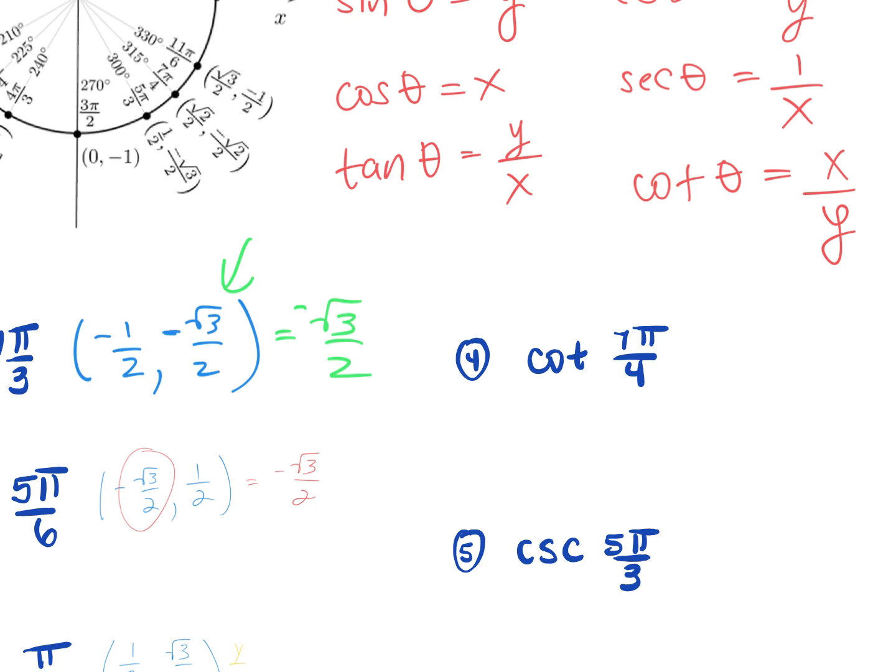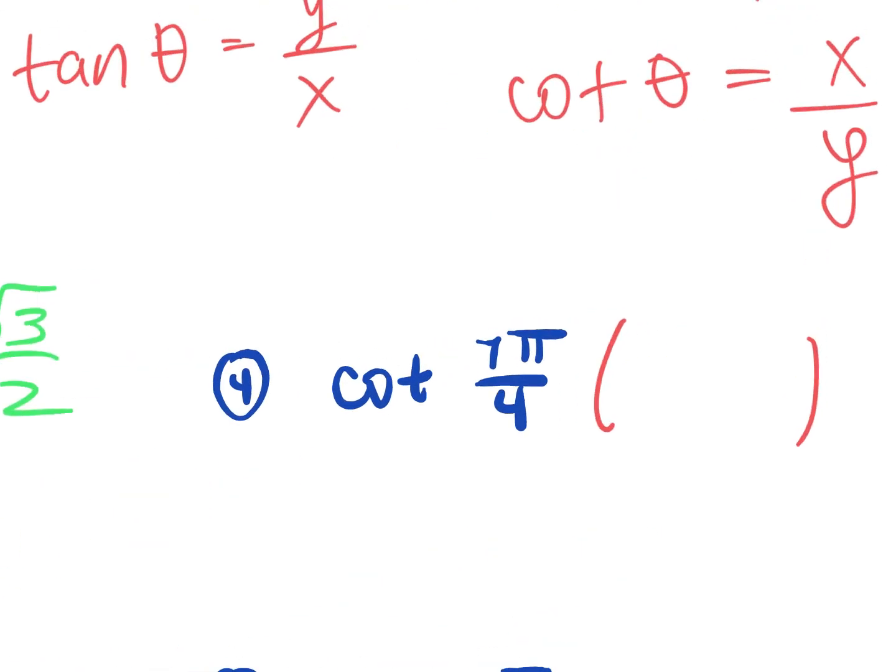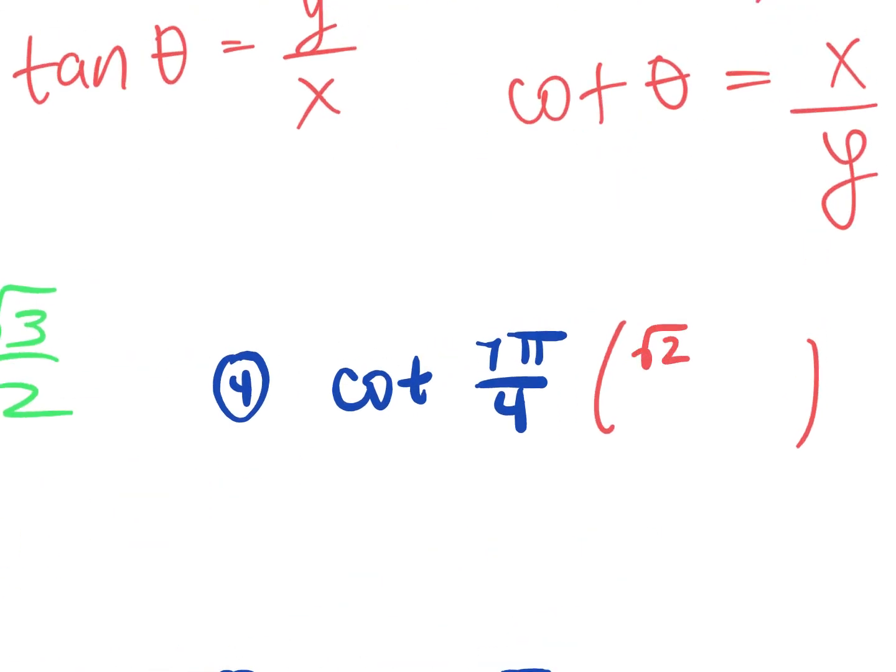What is the ordered pair at 7 pi over 4? Tell me. All right, cotangent. What's the ordered pair again at 7 pi over 4? Square root 2 over 2, negative square root of 2 over 2.